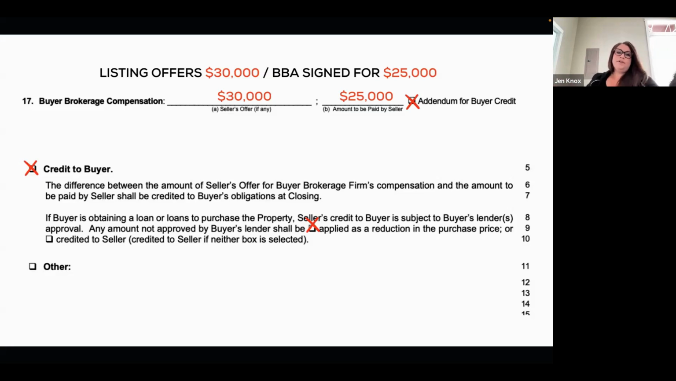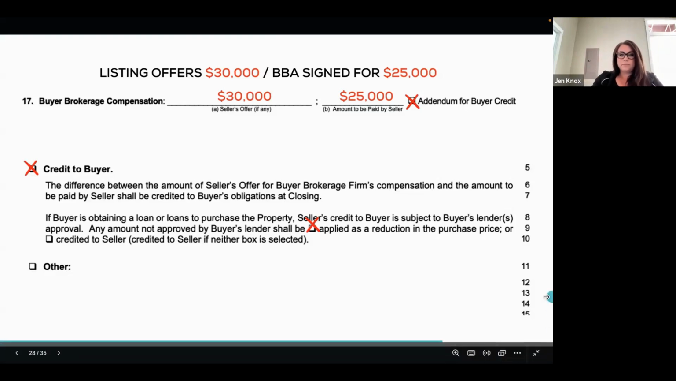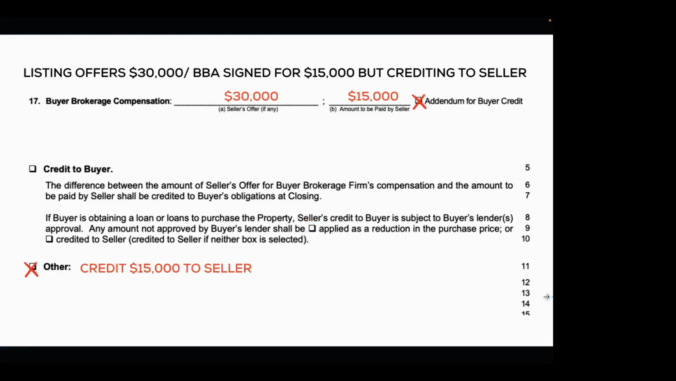Now, the other column can definitely be used to clarify that. We can say in the other, if we so choose, 30,000 offered compensation, 25,000 to be paid to buyer broker, $5,000 to be credited to buyer. We can bullet point out exactly what that means for clarity. And maybe we have to for a little while until everybody gets on the same page as far as what this means. But this is the way to fill it out for a credit to buyer. Because we do want to acknowledge where all of the money is going and all of the money that's been offered by the seller.